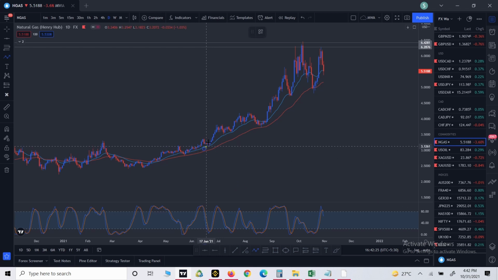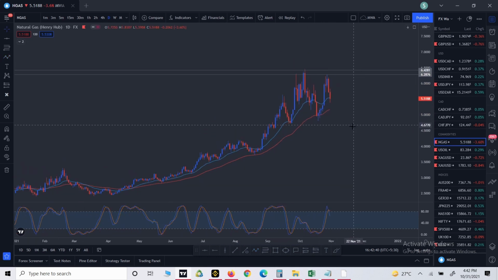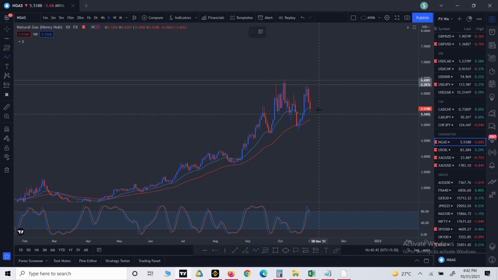So natural gas, guys, starting from here, we had a high, low, high, higher low, high, higher low. Then we made a higher high, higher low, and right now the price is between this high and this low. As we are making higher highs and higher lows, we are bullish. So in this scenario, I will look for long trades if the price gives me a break and close above the previous high.